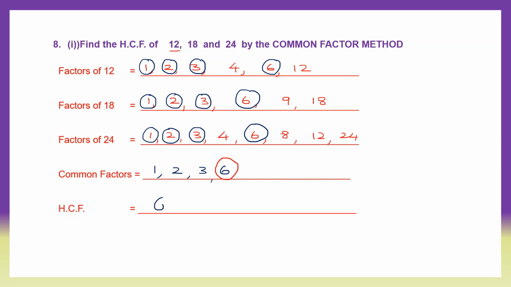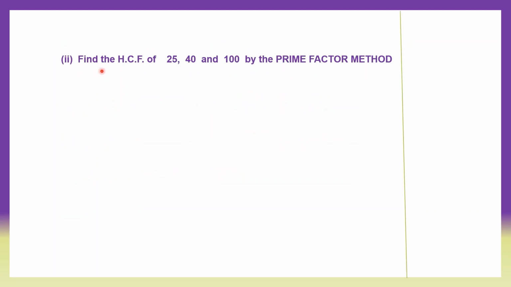Our HCF is 6. So that is our answer. Question 2. Find the HCF of 25, 40 and 100, this time by the prime factor method. That means we must find the prime factors of all these numbers first. So let's do that. So first step is we are going to find the prime factors of 25.